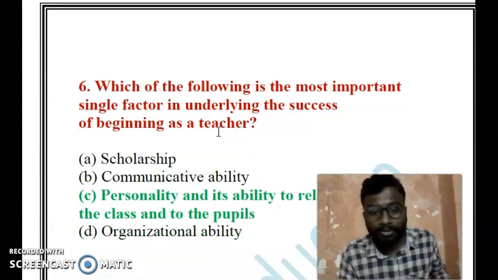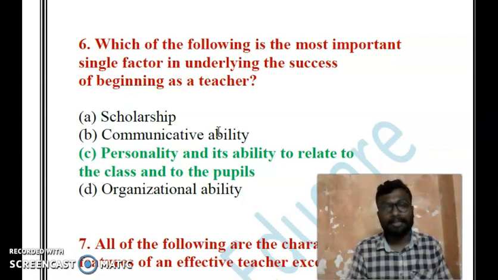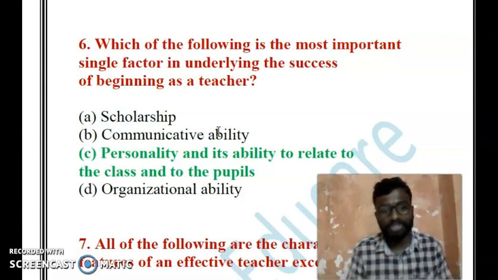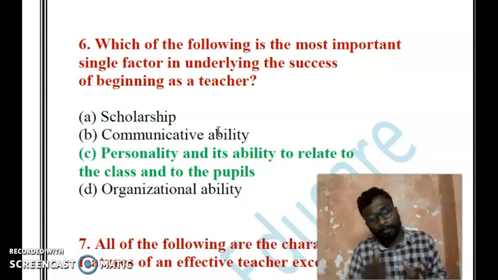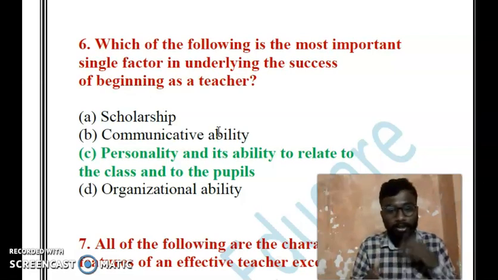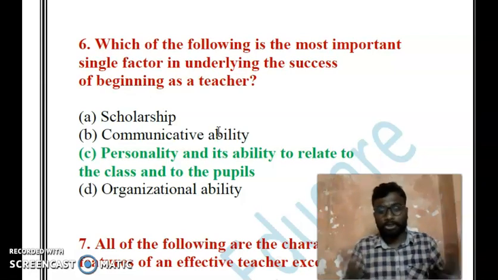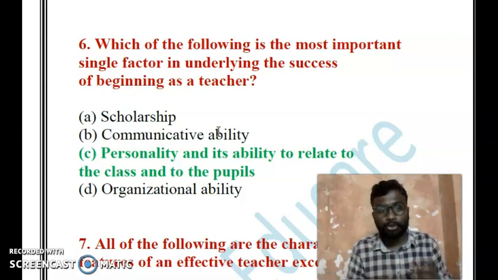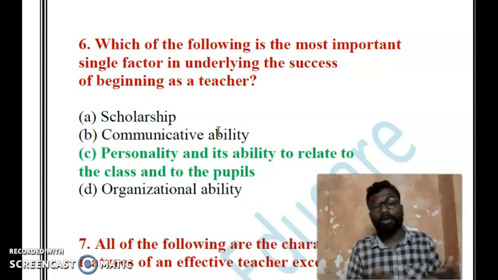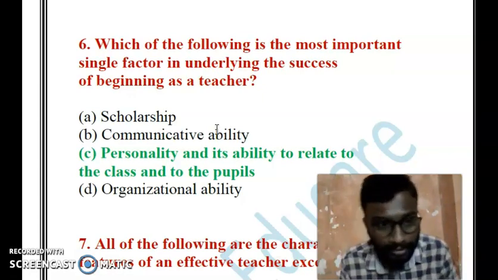Which of the following is the more important single factor underlying the success of a teacher? As a teacher, in the beginning itself, success depends on the personality of the teacher and the ability to relate the classroom with the people. The students should be in a position to relate the class environment and the people, so that the correlation will give a good amount of clarity in understanding the subject. So the teacher should be in a position to correlate the personality and the ability to relate the classroom and the pupil, right? Yes.